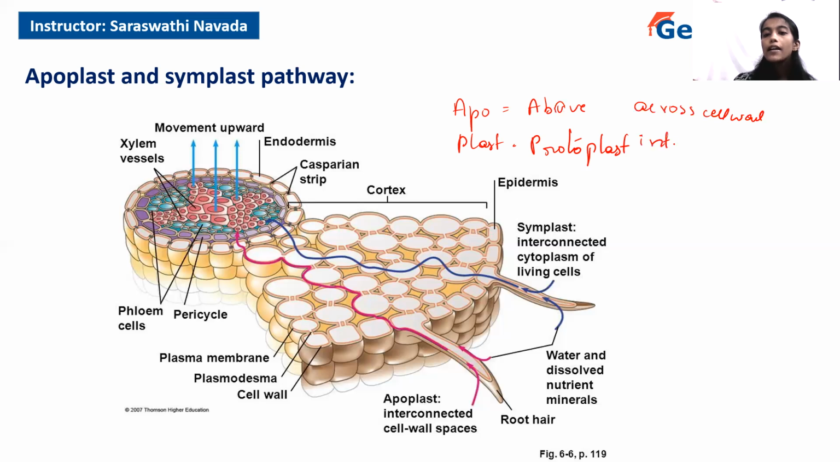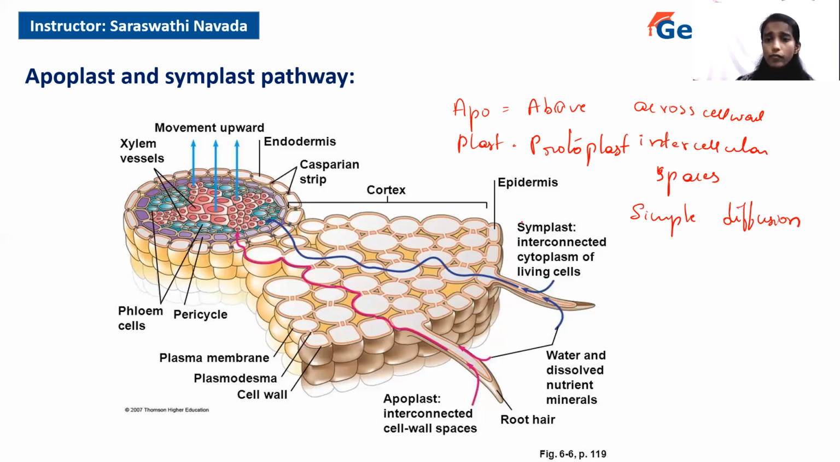In the intercellular spaces as well as across the cell wall, the water molecules will be freely moving here. So this movement of water will be through the process of simple diffusion. Water molecules will just be moving through simple diffusion once it is absorbed by the root hairs. So that is called the apoplast pathway. Water will not be entering into the protoplast, it will be moving across or above the protoplast and freely in between the intercellular spaces.